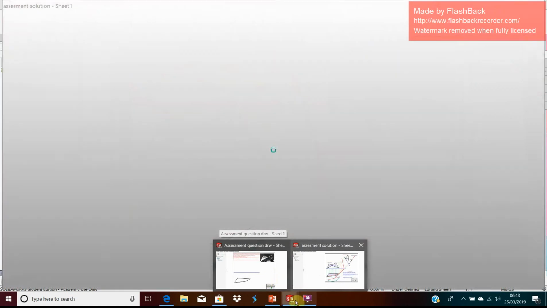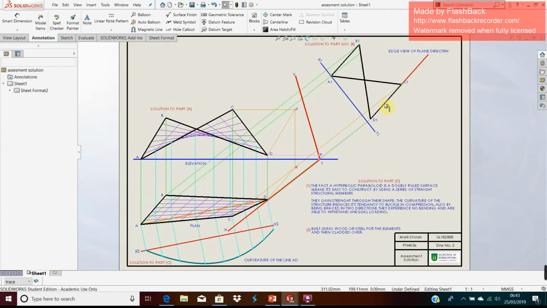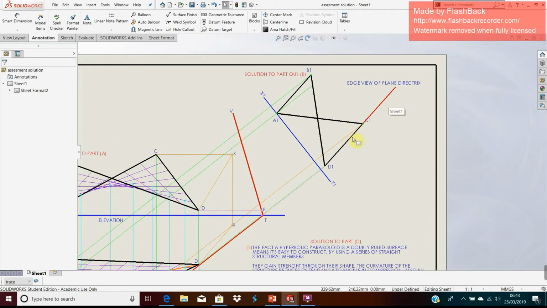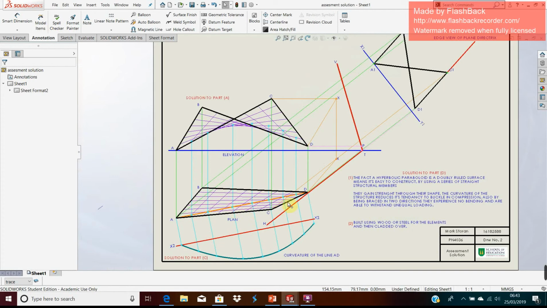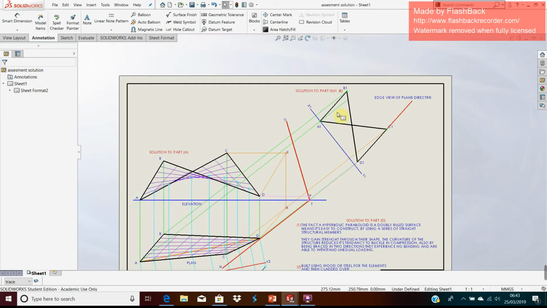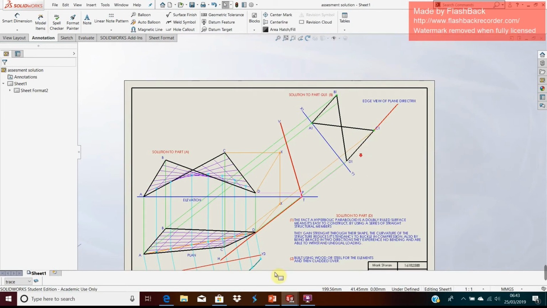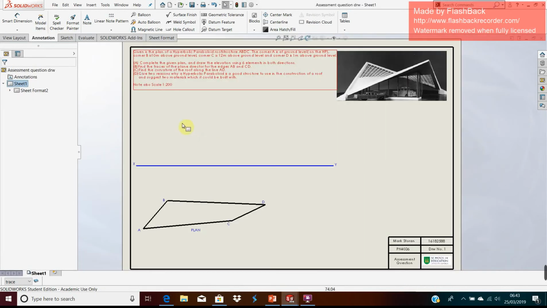So we know we've proved it's our plane director because we can see that our elements are appearing as parallel. See the way they're not parallel here, but up here they are appearing parallel. So that proves that we found the plane director. So that's part B of the question solved.